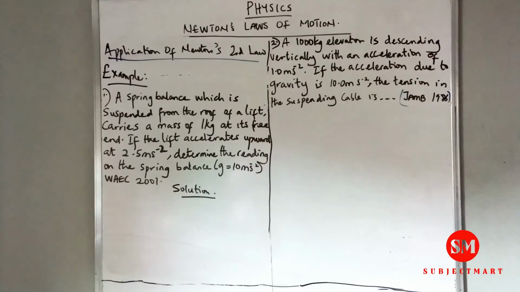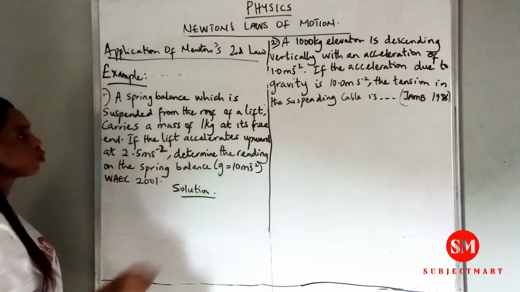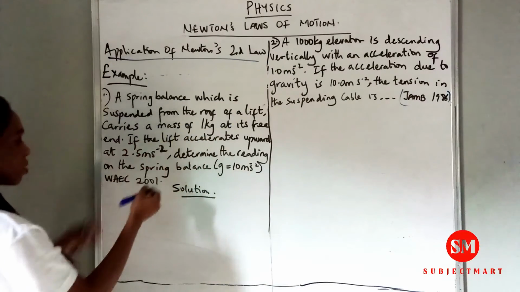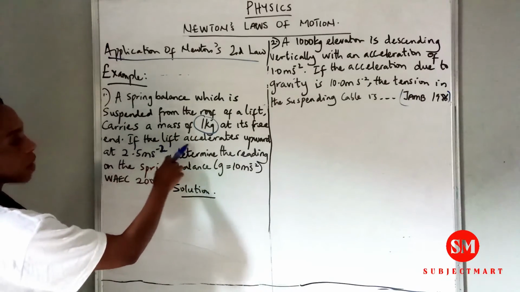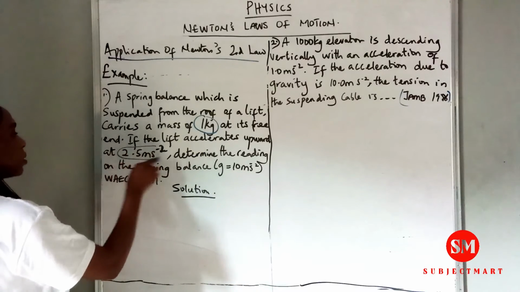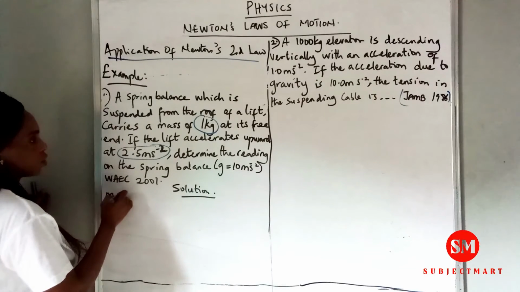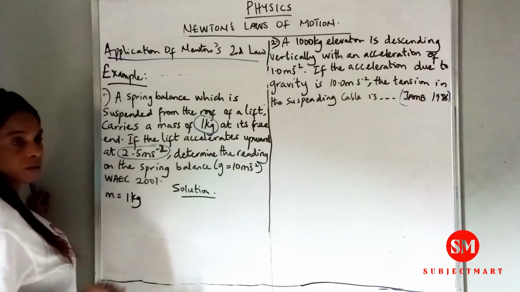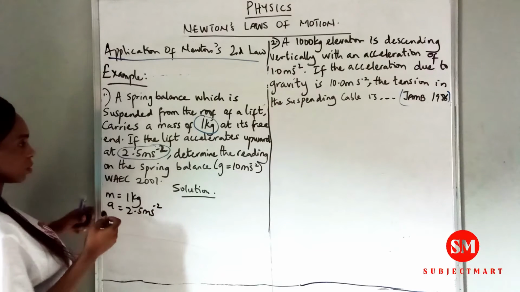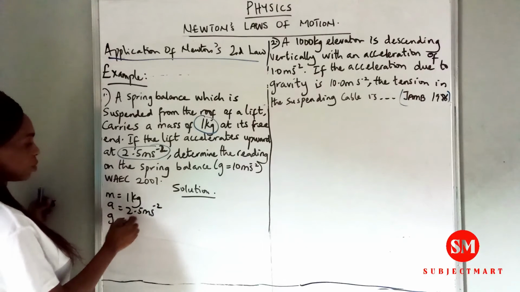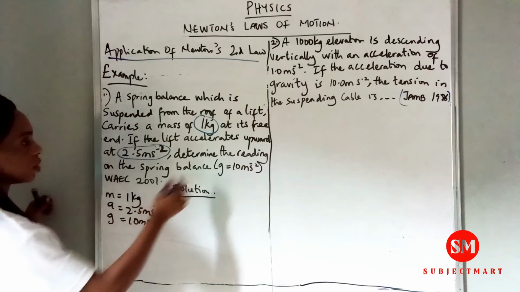Here we have two examples. The first one says a spring balance which is suspended from the roof of a lift carries a mass of 1 kilogram at its free end. If the lift accelerates upward, we have the mass equal to 1 kg, acceleration equal to 2.5 meters per second squared. We are given g to be 10 meters per second squared. We have to find the reading of the spring balance.